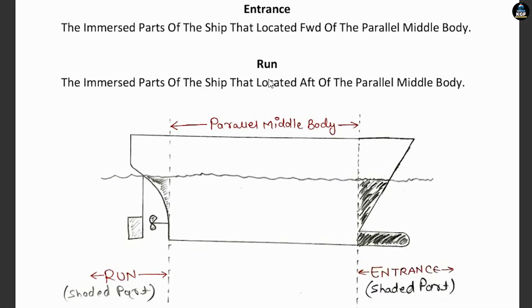Entrance and run are two different things. The immersed part of the ship that is located forward of the parallel middle body is called entrance. You can see the shaded diagram. And the immersed part of the ship that is located aft of the parallel middle body is called run. You can see this diagram.